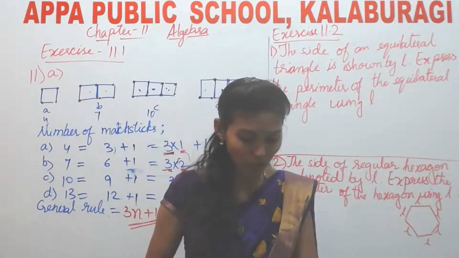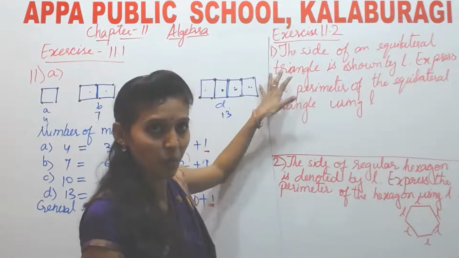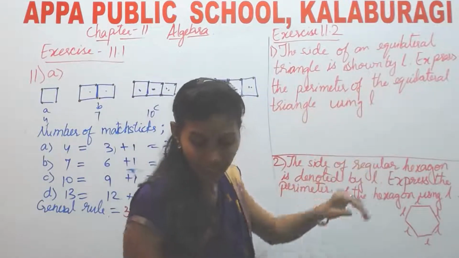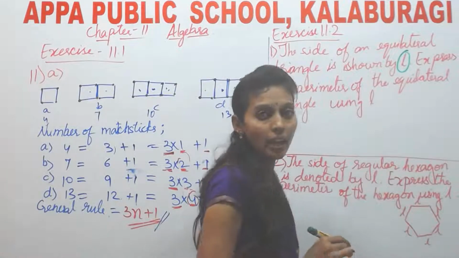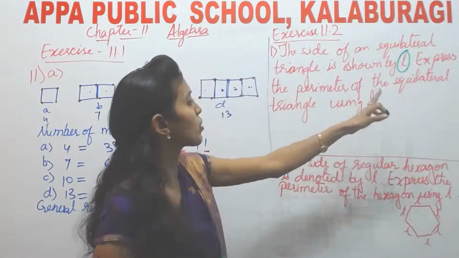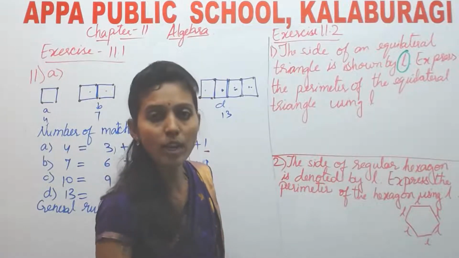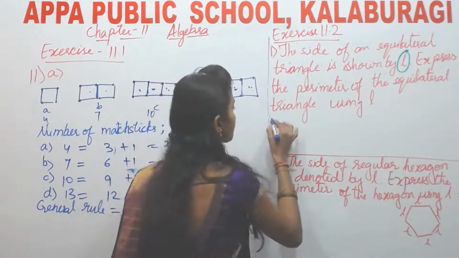See, the side of an equilateral triangle here. Already I have written and kept also. The side of an equilateral triangle is shown by letter L. Express the perimeter of the equilateral triangle using L. What is the formula to find the perimeter of an equilateral triangle?